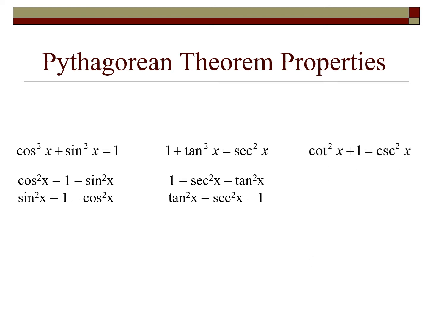And then the last Pythagorean property is this one. Cotangent squared x plus 1 is equal to cosecant squared x. Okay, and that also has two versions. This version and this version. Just moving things around. Okay, go ahead and write these down. They're very important, and we're going to be using them a lot. So memorize these three properties, or write them down and then leave them on the side for now.